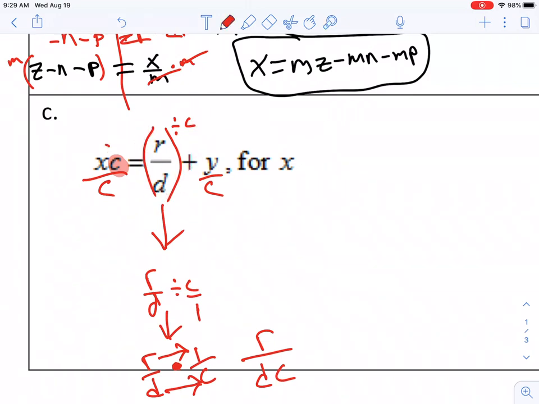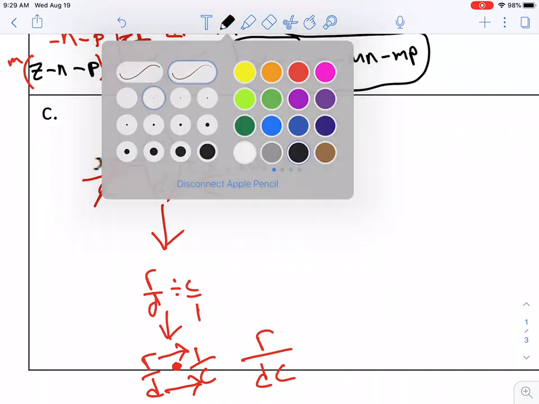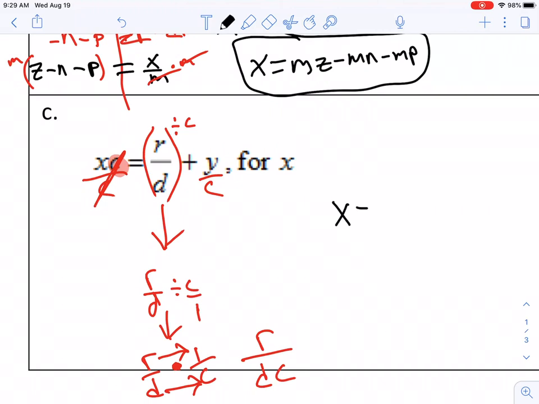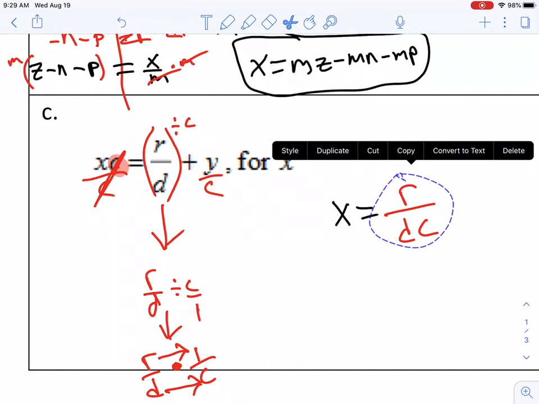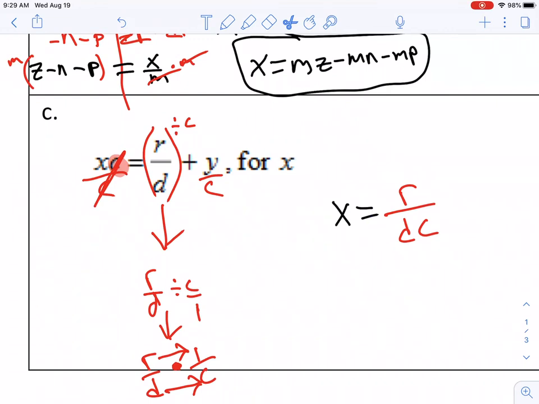So I'm going to take my x and rewrite it because these canceled. So x equals, I did all of this work here and got this. So x equals r over dc plus y over c. And that would be our solution.